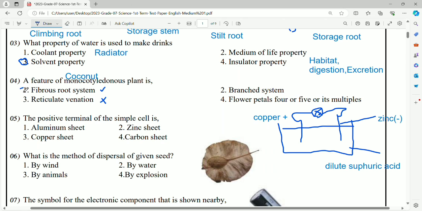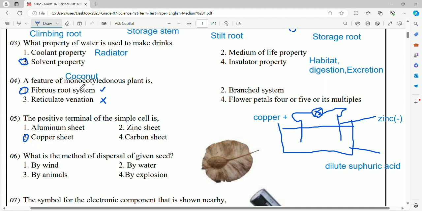The positive terminal of the simple cell. This is the simple cell. We get electricity from the simple cell. We use dilute sulfuric acid, zinc plates and copper plates. Here the zinc plate is the negative terminal, the copper plate is the positive terminal. So the positive terminal of the simple cell is copper.